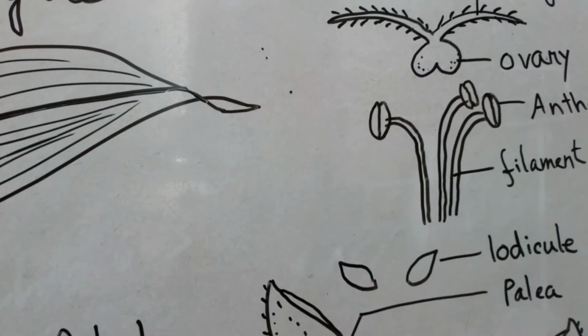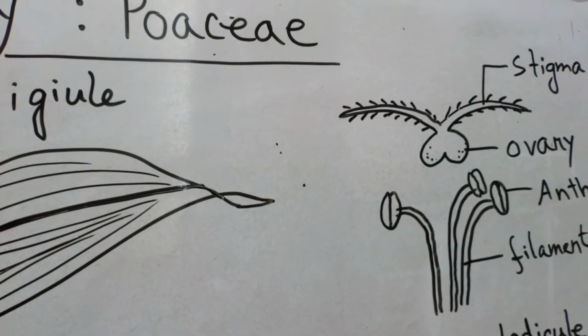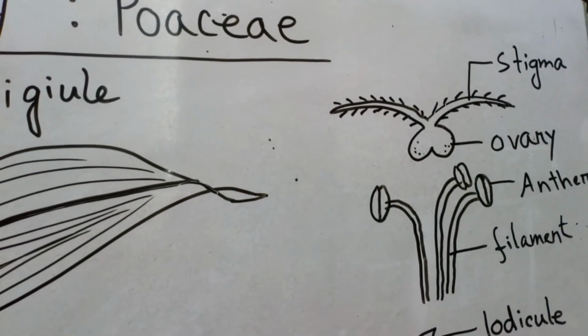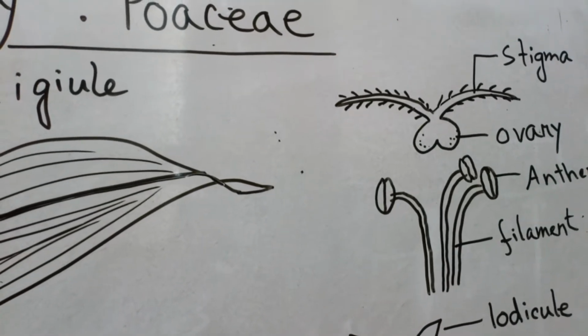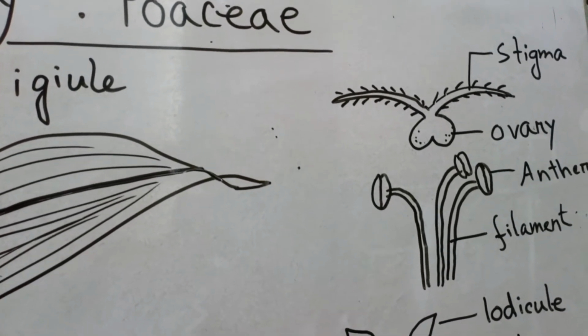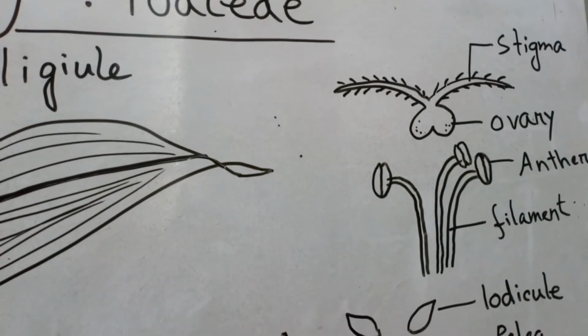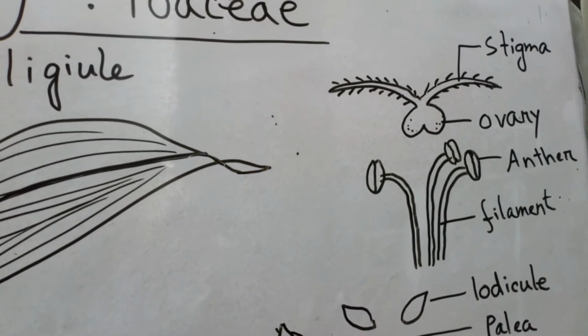The next characteristic is that the stigma is feathery. So you can see the feathery stigma in this diagram. In the Poaceae family, pollen grains are very light in weight, so to catch them properly, this feathery stigma helps a lot.